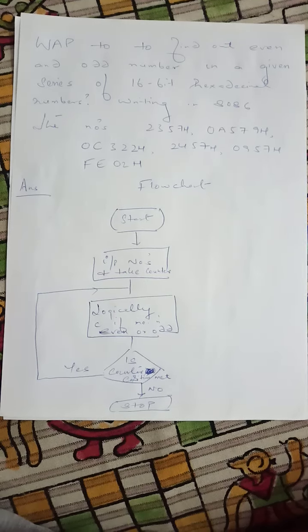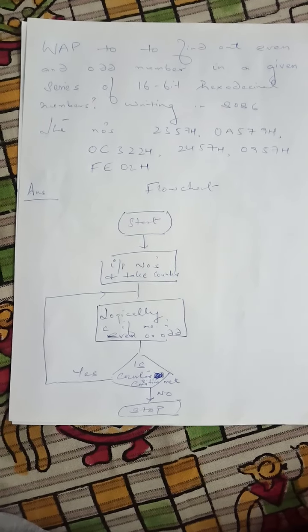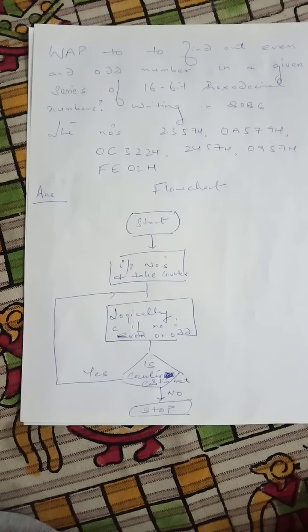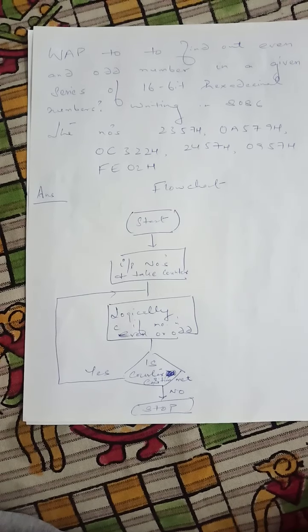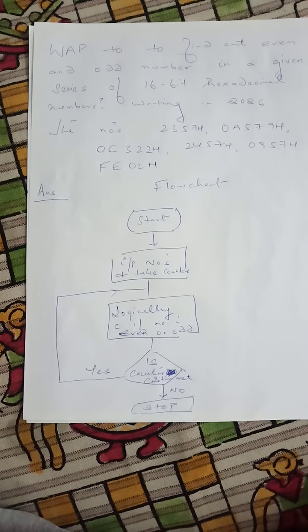The examiner wants you people to calculate the number of even numbers and the number of odd numbers. Since 8086 is a basic processor, you need to understand what are the basic instructions that link to your problem of calculating the number of even numbers and odd numbers. So you have to apply a flowchart.